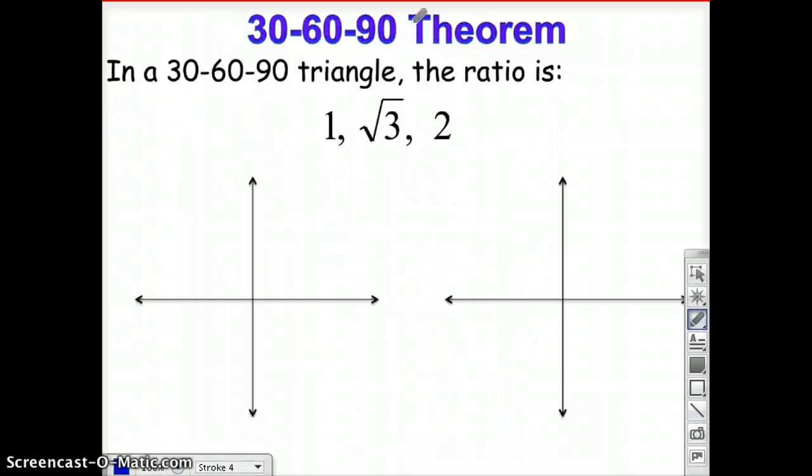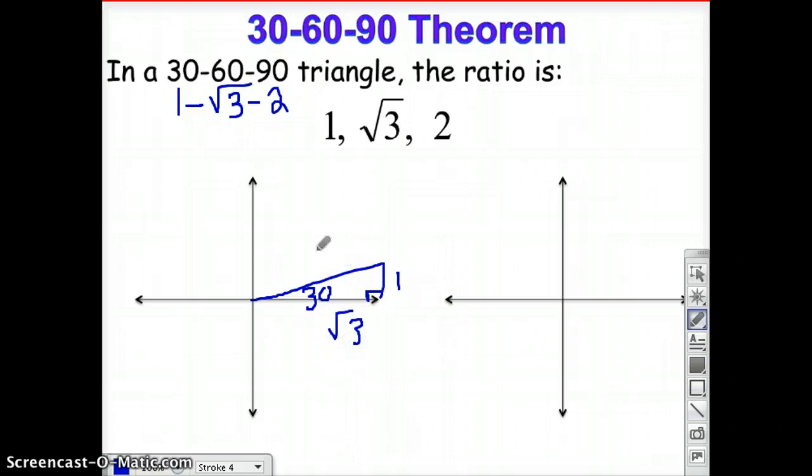And then for 30, 60, 90, the ratio is 1, root 3, and 2. So the 1 is always across from the 30, the root 3 is always across from the 60, and the 2 is always across from the 90. We talked about this in the last lesson. So if you have a 30 degree reference angle, but they don't give you the side lengths of the triangle, you know that across from the 30 is a 1, across from the 60 is a root 3, and across from the 90 is a 2. And you can use those values to find sine, cosine, tangent.